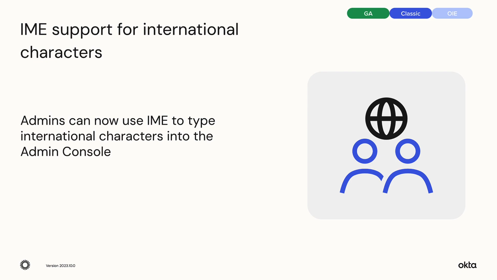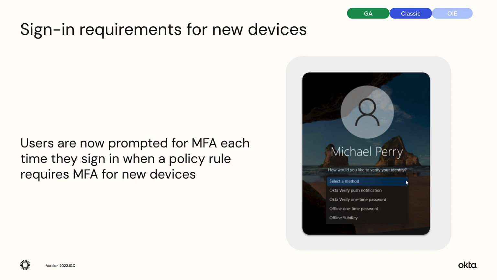IME support for international characters. Admins can now use an input method editor to type international characters into the admin console. Sign-in requirements for new devices. Users are now prompted for MFA each time they sign in when an authentication policy rule requires MFA for new devices.